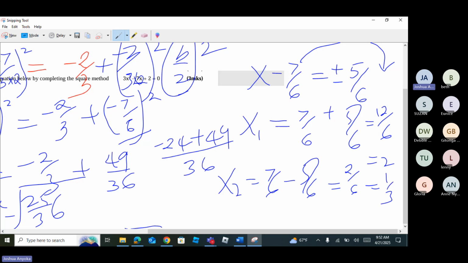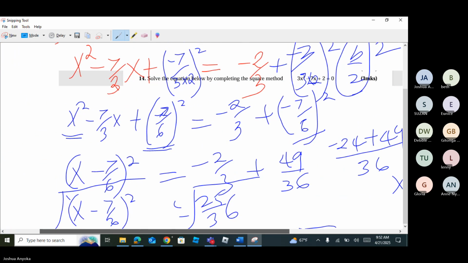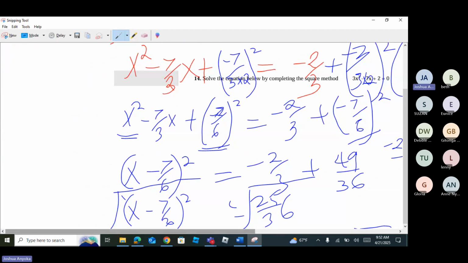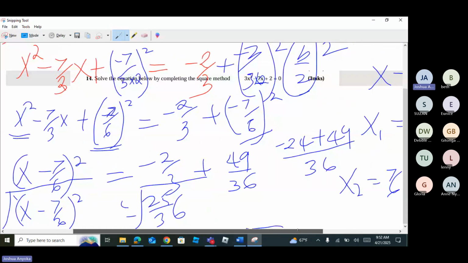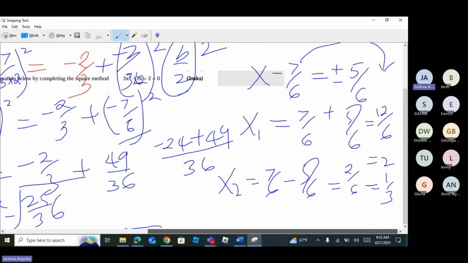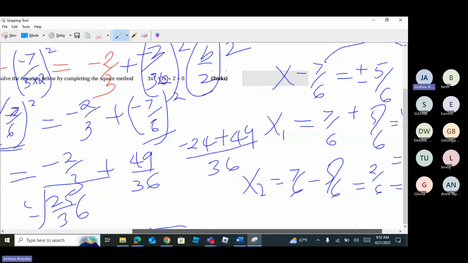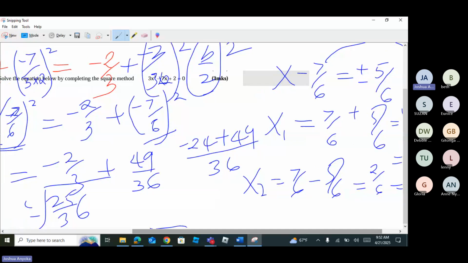I want you to grasp the steps, and then we follow through. I'm going to share this video. In case you skip the gap, you create some time and you go through. That is the completing the square method of solving a quadratic equation.